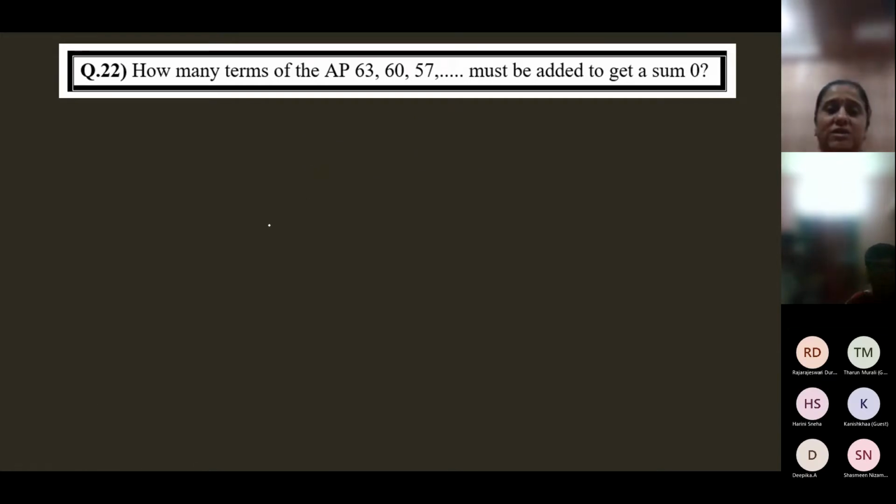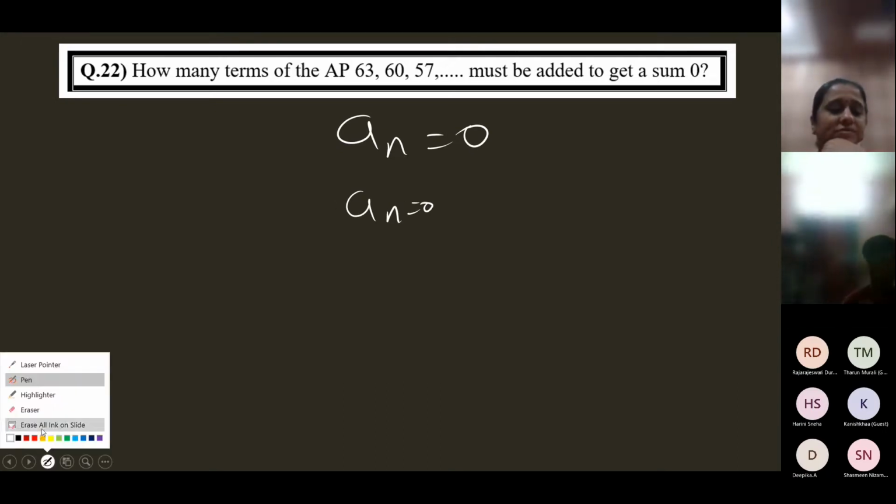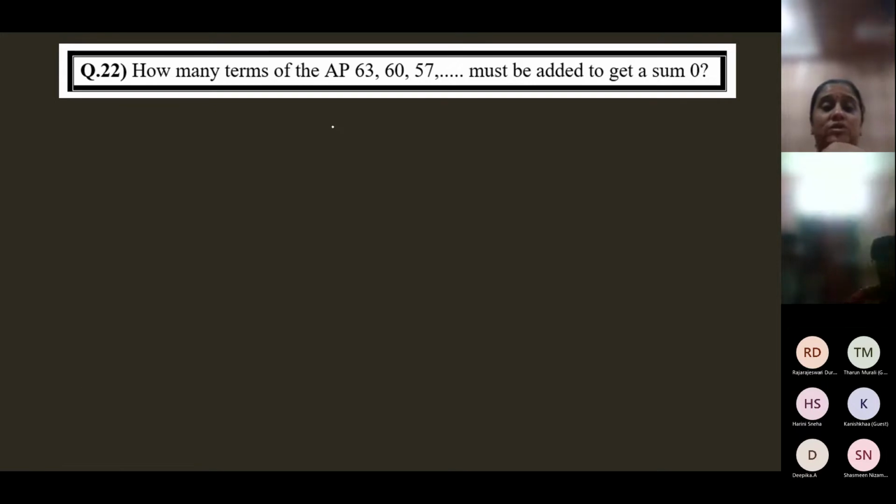If they ask you which term of the AP is 0, you must write an is equal to 0. Or is 0 a term of the AP? For that, you should work an is equal to 0. How many terms must be taken to get sum 0? How many terms? I don't know. So the sum of the first n terms should give you the sum as 0. So Sn is equal to 0. If you write this, you've got the answer. You just have to work with that equation.